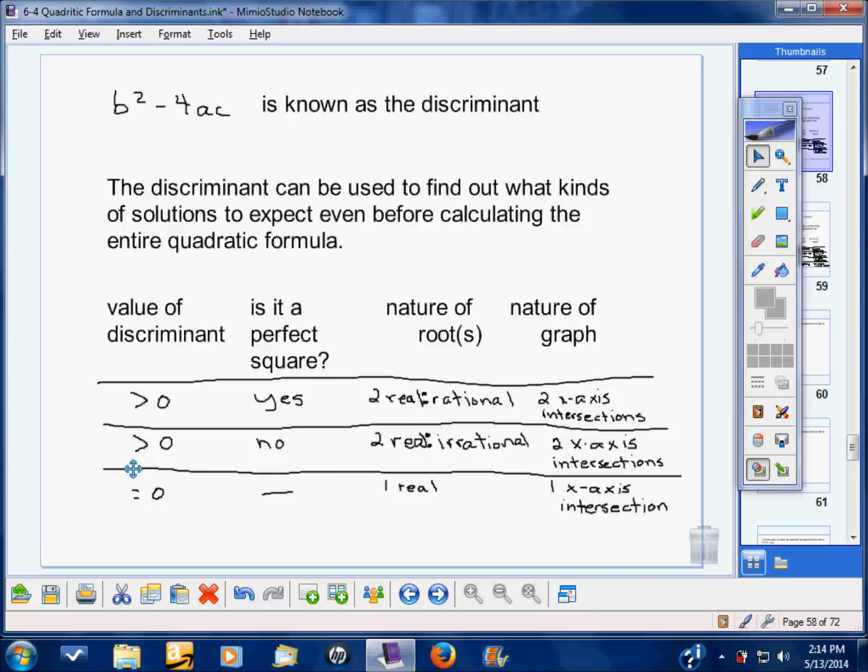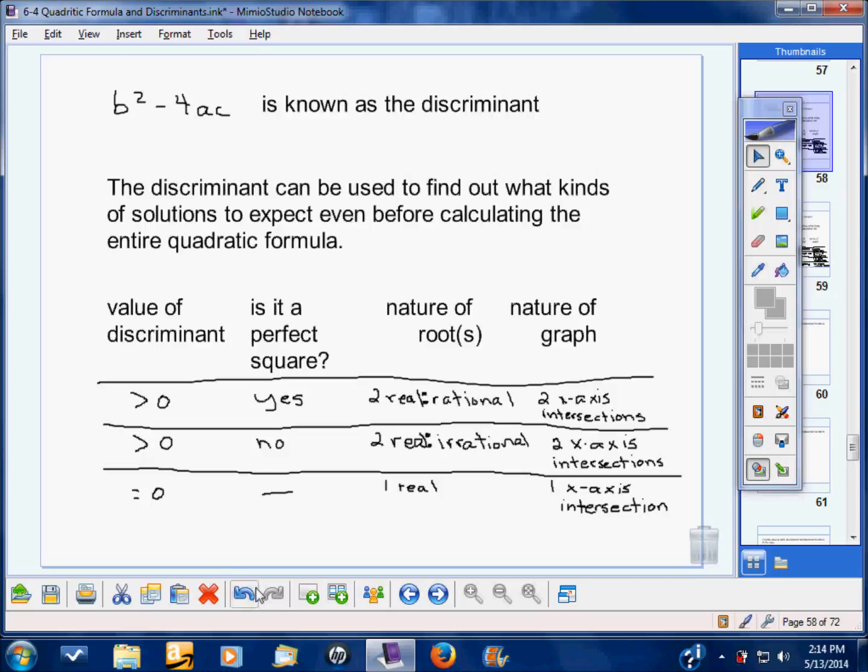Okay. So if it equals 0, you get one root, it's real, and it touches the x-axis just once. It just doesn't apply. Okay, perfect square, we're just ignoring that. So, is it one real rational root? Just one real root. Okay.